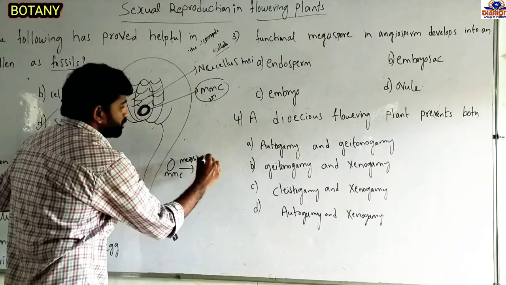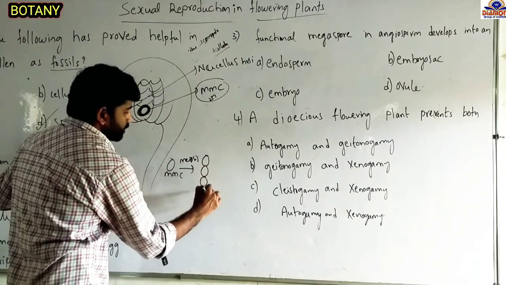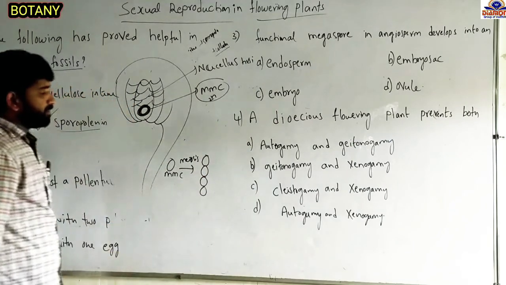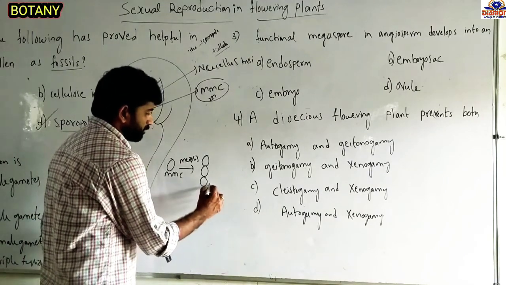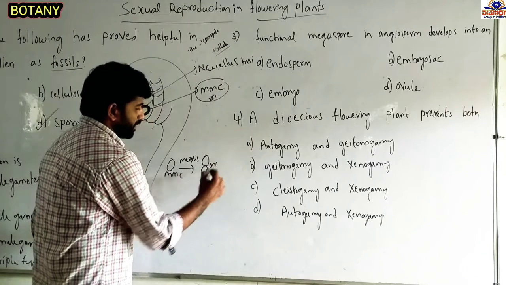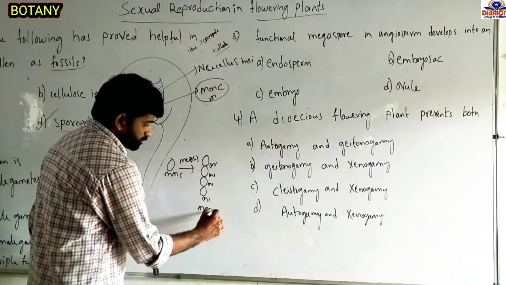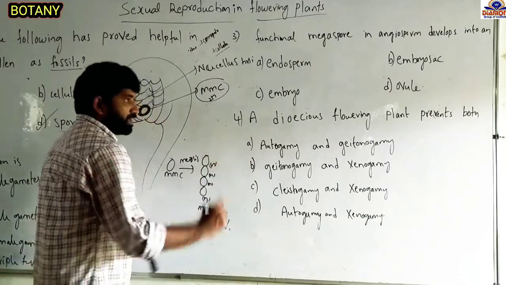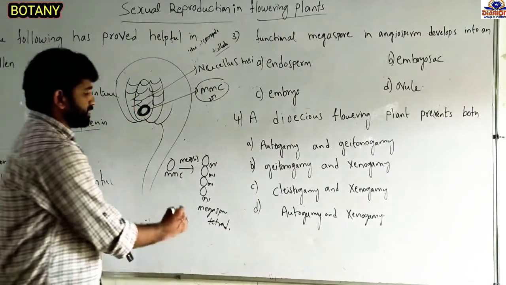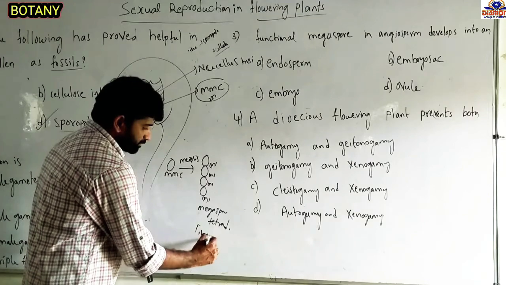They form four megaspore cells. If meiosis takes place, four haploid cells are formed. These four haploid cells we call a megaspore tetrad. They are arranged in a linear structure.